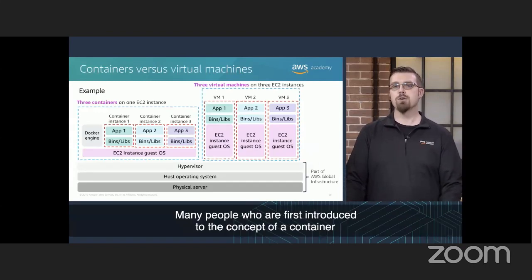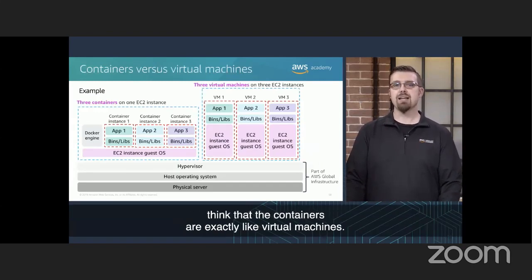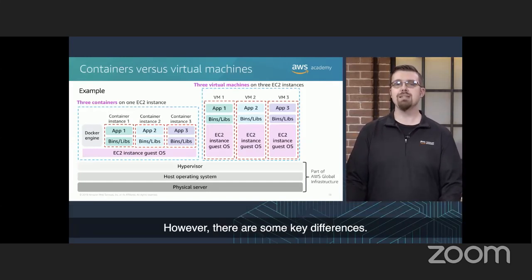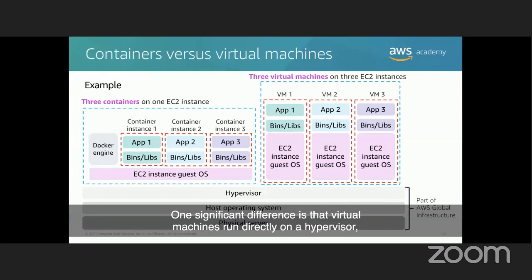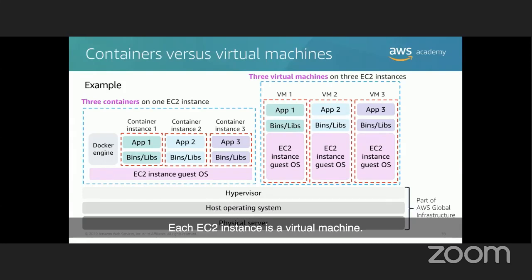Many people who are first introduced to the concept of a container think that containers are exactly like virtual machines. However, there are some key differences. One significant difference is that virtual machines run directly on a hypervisor, while containers run on any operating system if they have the appropriate kernel features to support Docker host software and it's present. The right of the diagram shows a virtual machine, VM-based deployment. Each of the 3 EC2 instances runs directly on the hypervisor that is provided by the AWS Global Infrastructure. Each EC2 instance is a virtual machine.